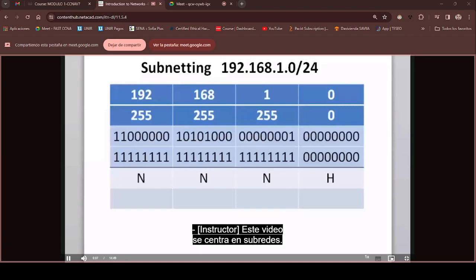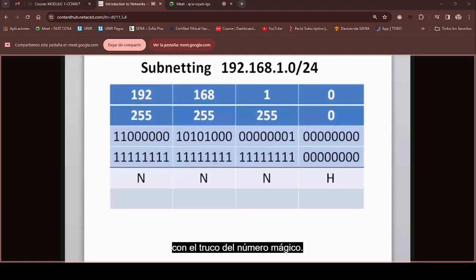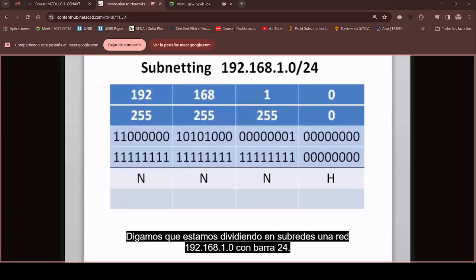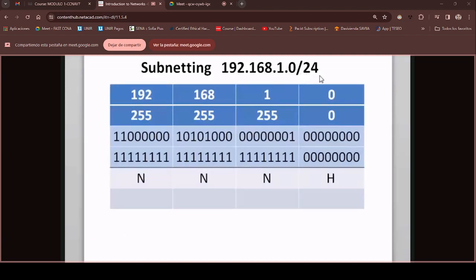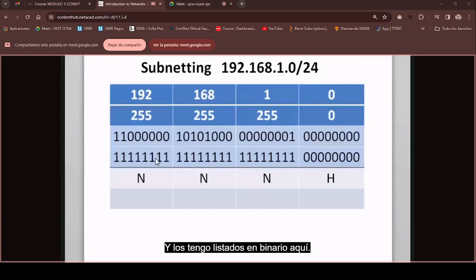This video focuses on subnetting and how to find your subnetworks easily and quickly using the magic number trick. Let's say we're subnetting a 192.168.1.0 network /24. I have the IP address and subnet mask in decimal here, and I have them listed in binary here. The network portion of the subnet mask and the host portion of the subnet mask.